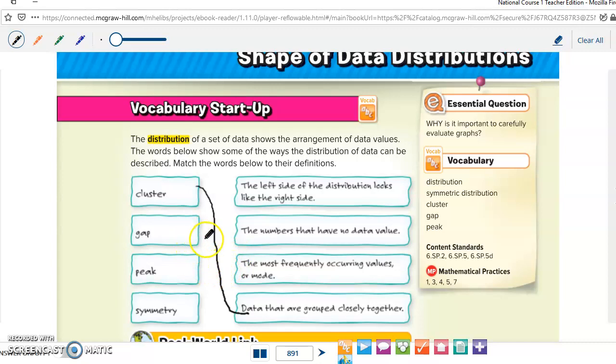Gap is a group without numbers, the numbers that have no data value. Peak is the most frequent value, like the mode in the past. It's easy. And symmetry, you know this vocabulary: it means the left side of the distribution looks like the right side. Now I will go to the next page and give you an example to understand it.